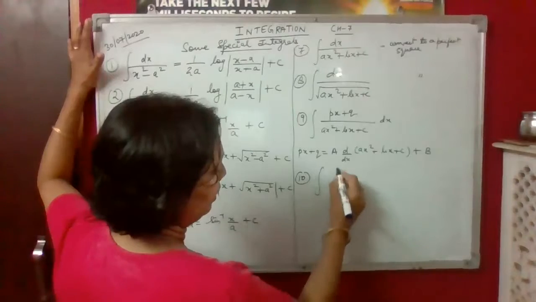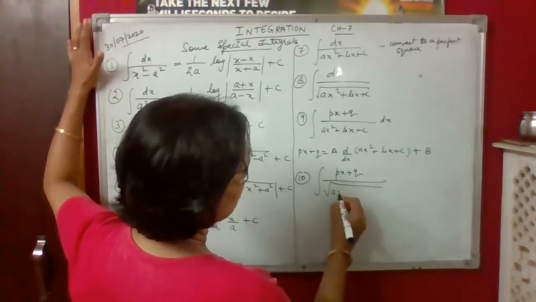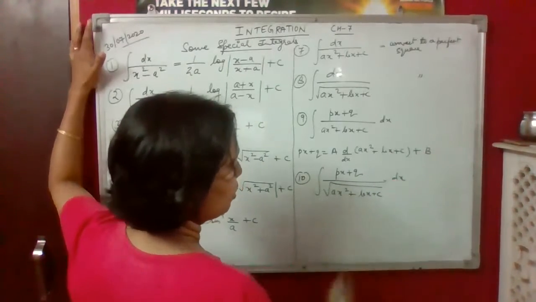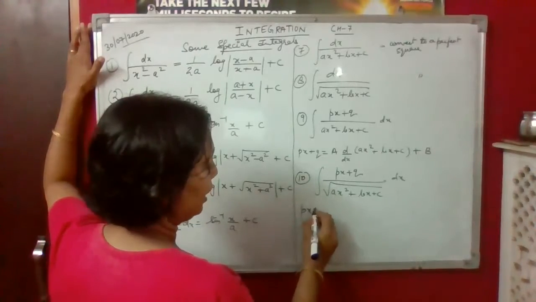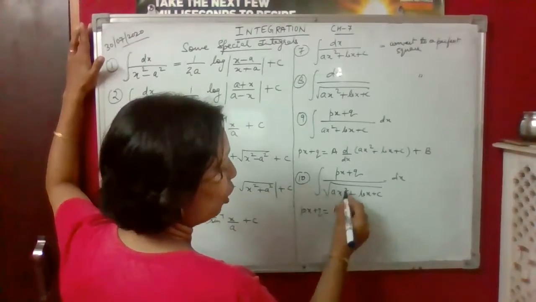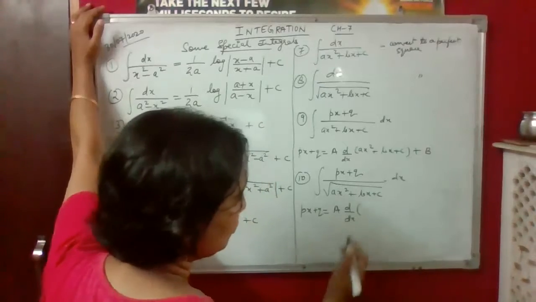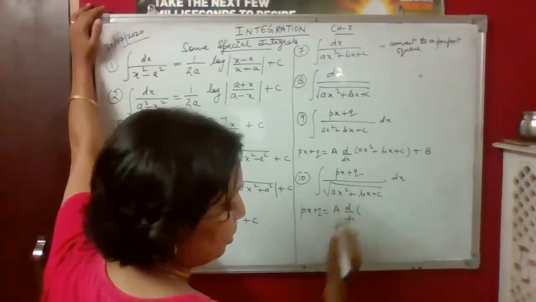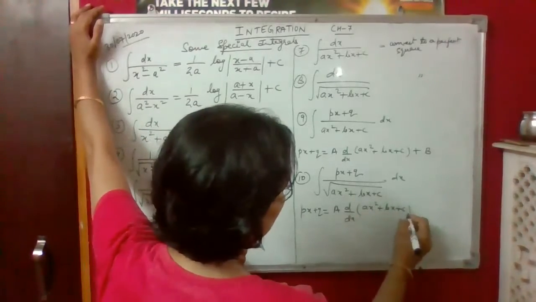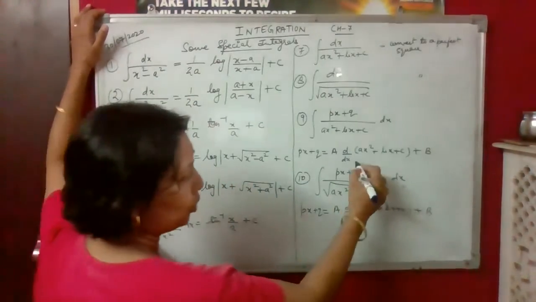And then we have the same type with an under root, that is px plus q upon under root ax square plus bx plus c. The same procedure applies here: px plus q equal to A into the derivative of the denominator, where the denominator means only the term inside the under root, that is ax square plus bx plus c, plus B. And again using this equation we will find A and B, and it will convert to both of them.